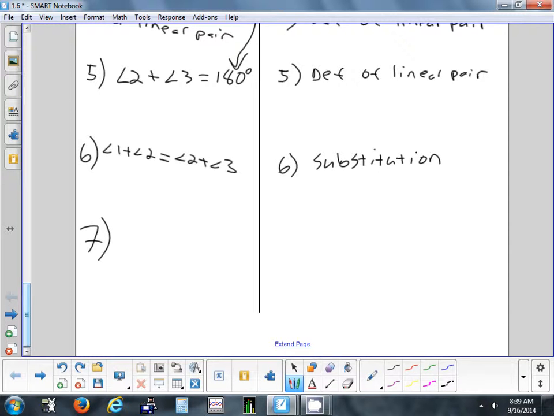So what if I had 3 plus x equals 5x plus 3? You can do what on both sides and it would cancel out? Subtract 3 from both sides. What could you subtract from both sides of that equation in step 6? Angle 2. Right, so now if I do that, I'm left with this. The measure of angle 1 equals the measure of angle 3. What's my reason? That's the subtraction property of equality.